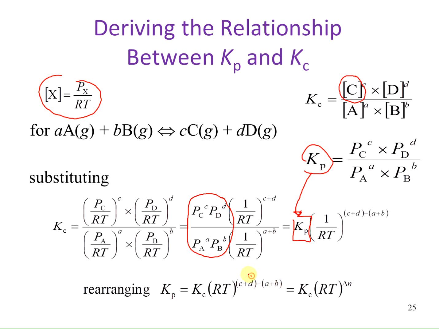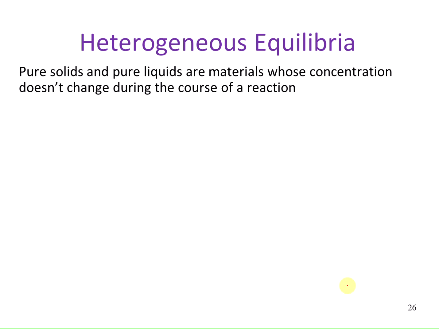And then rather than having all of this written out, I'm just going to change this to delta N to represent the change in the number of moles. Now I'd like to move on to heterogeneous equilibria. Pure solids and pure liquids are materials whose concentration doesn't change during the course of a reaction.